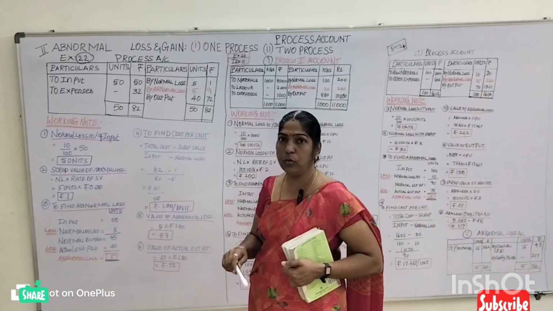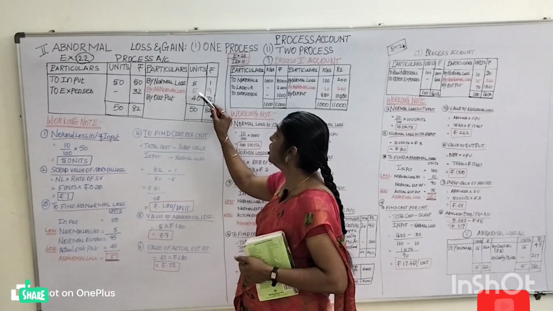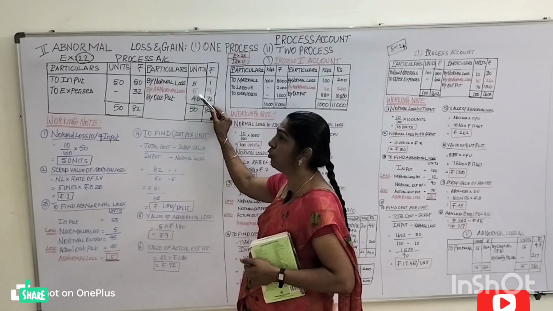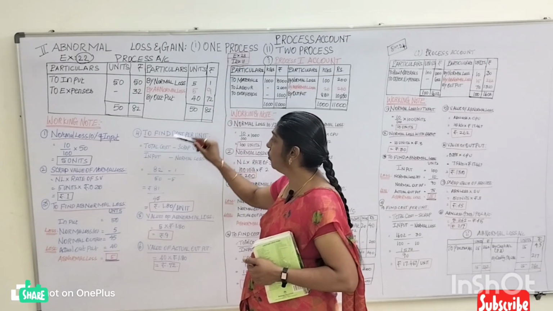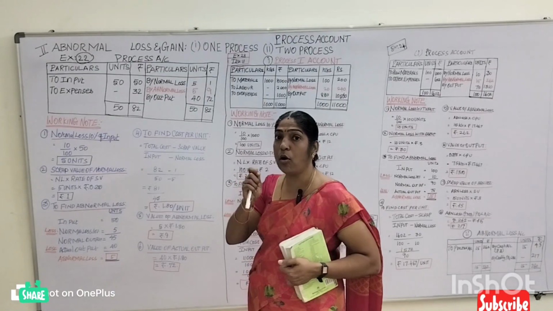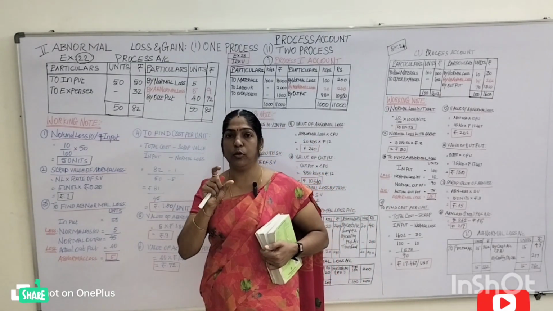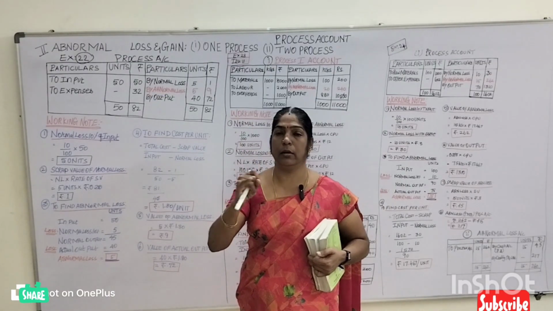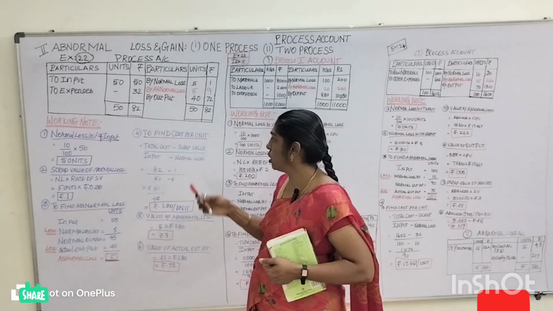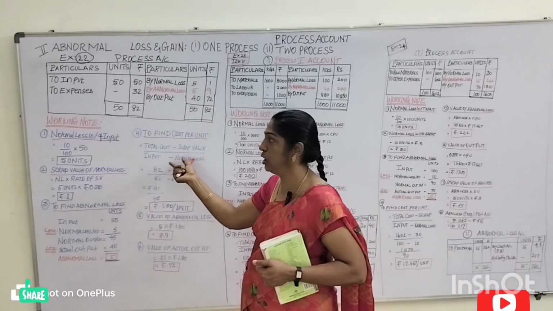Okay, then what to do? Now we are going to find out the value of the 5 units of abnormal loss. So what is the value? For that, you first find out the cost per unit. Only then can you find out the value of abnormal loss and the value of output. So we have a format to find out the cost per unit. What is that?